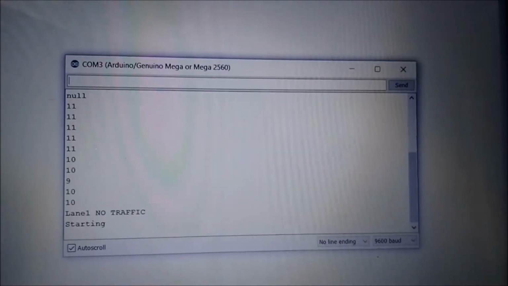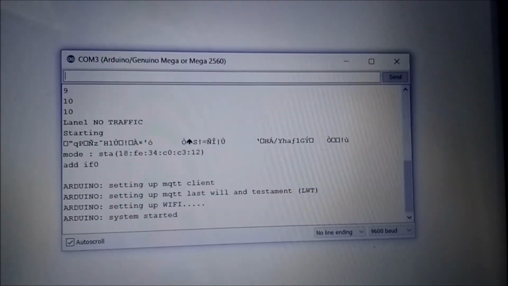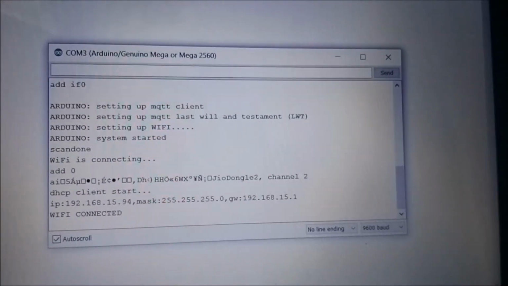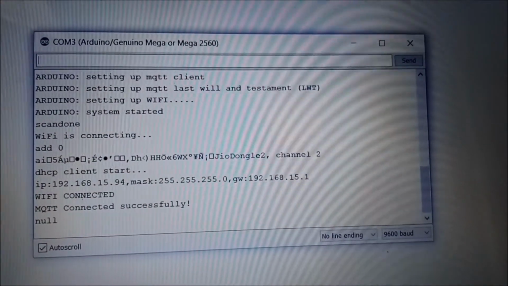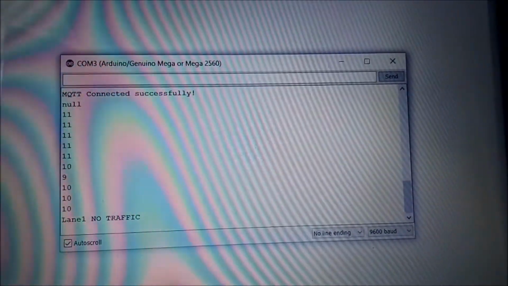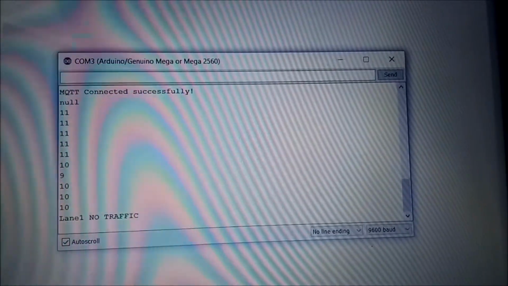Here's the simulation for the serial monitor. All the sensor values are displayed. It scans the Wi-Fi network and gets access to it. The MQTT is also connected, and then the sensor values are read. After reading the values, the traffic density is analyzed and the signaling time is incremented according to it.